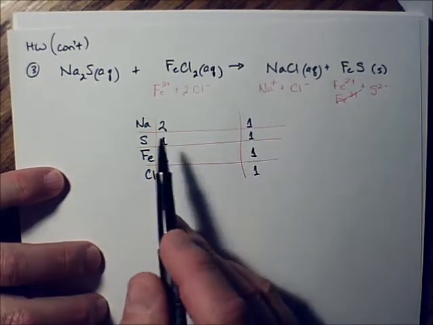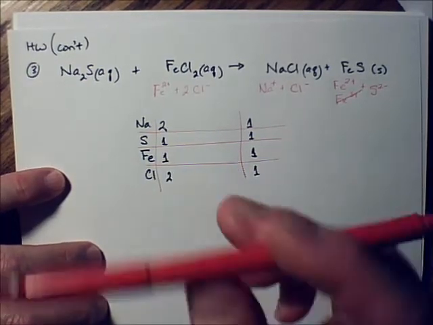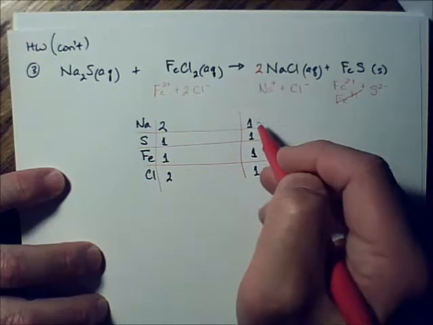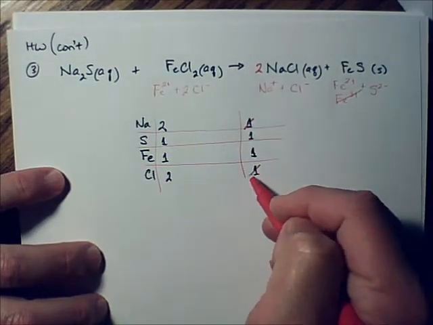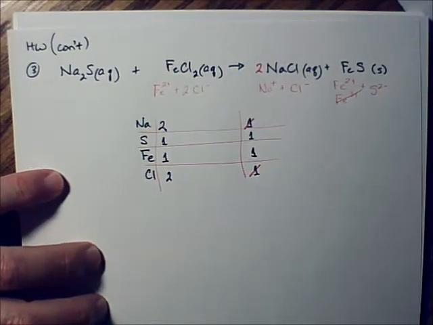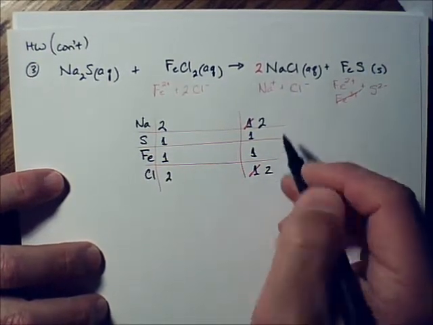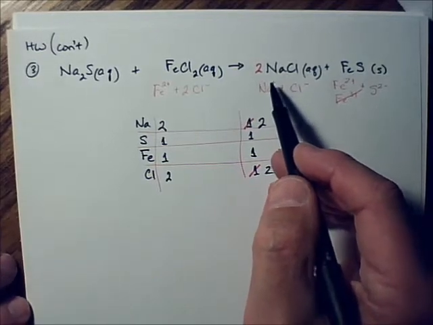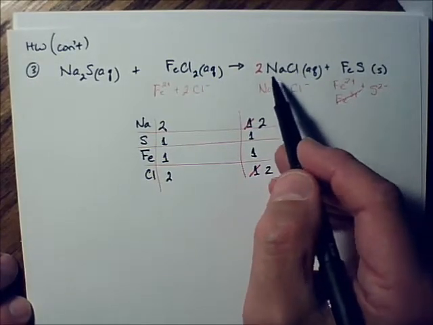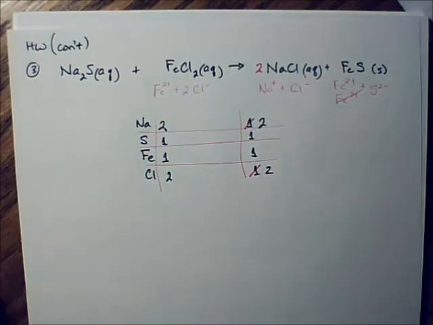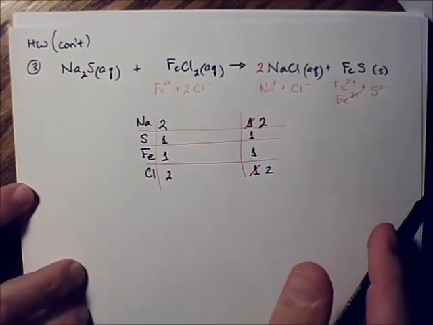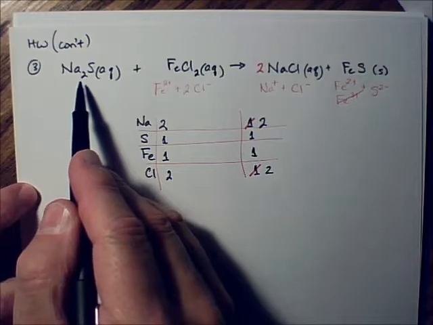So I want to get the sodiums and chlorines balanced. To do that, I'll put a coefficient 2 in front of sodium chloride here. That's going to change the number of sodiums and chlorines in my atom inventory so that now I have 2 sodiums and 2 chlorines. That coefficient 2 in front multiplies the number of atoms in the whole formula. So the equation is now balanced. Ready to write the complete ionic equation.